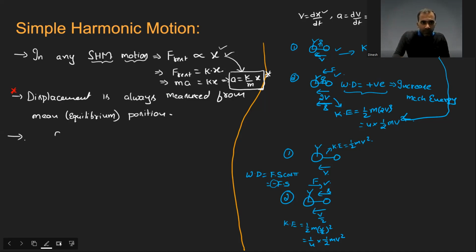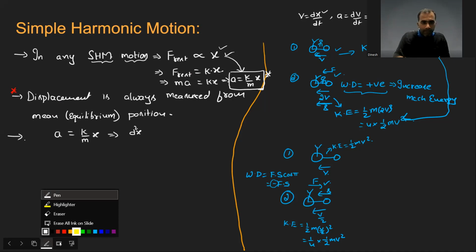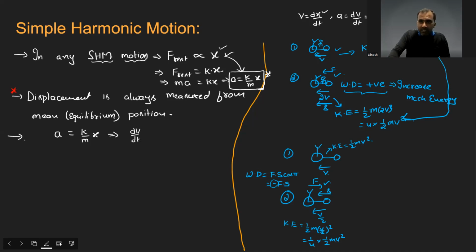Now let's understand. Observe very carefully. Acceleration is equal to k by m into x. I'm writing acceleration as d square x by dt square. dv by dt, can we write it? Acceleration, I'm writing it as dv by dt. On the other side, I'm just leaving it as it is.